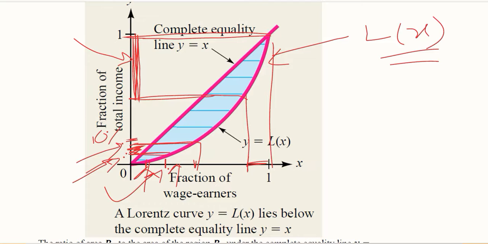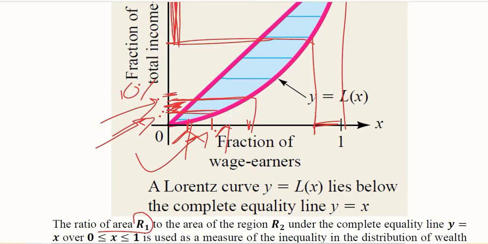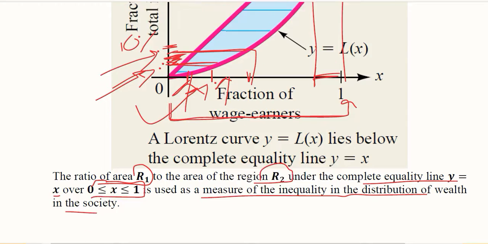So let's try to do this quantitatively by using integration. We have now R1 as one of the areas and R2 as another area within this diagram that we will see in an elaborated way ahead. Right now what we have gathered is that the complete equality line is y is equal to x, and it happens over this range, that is 0 till 1. It is a measure of the income inequality in the distribution of wealth in a society. So the income inequality can be measured on a scale of 0 till 1.